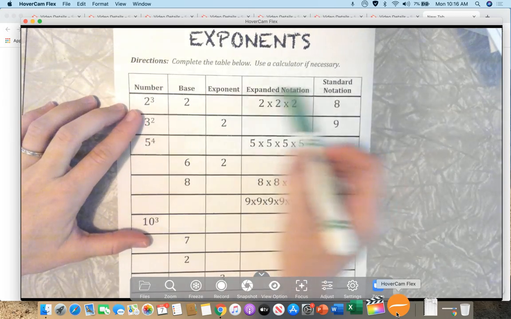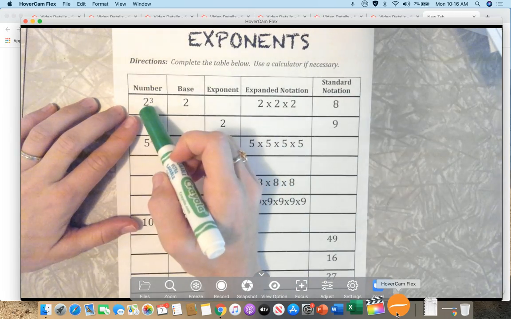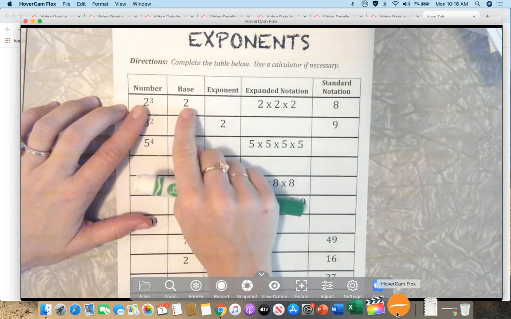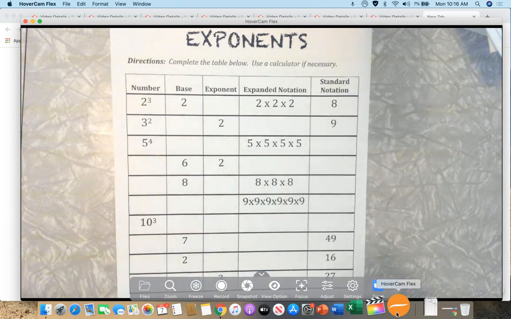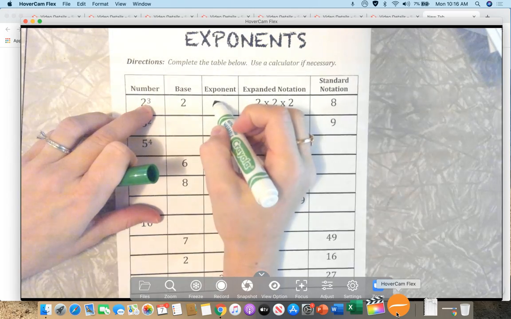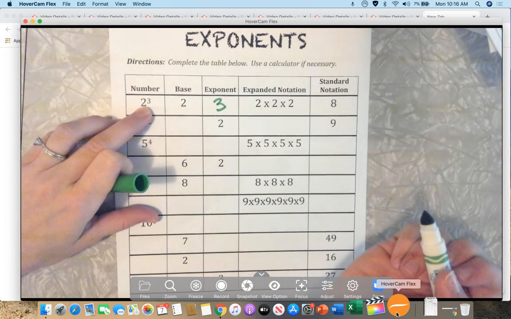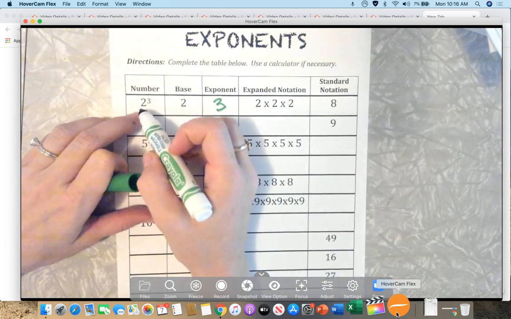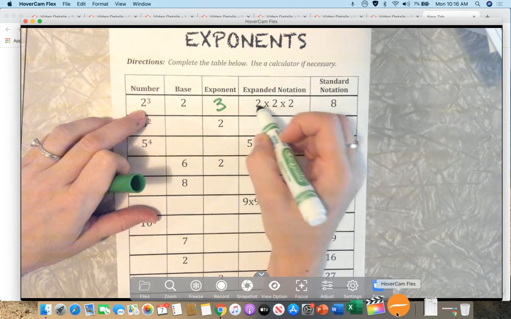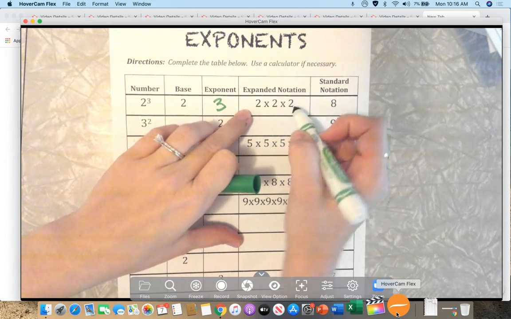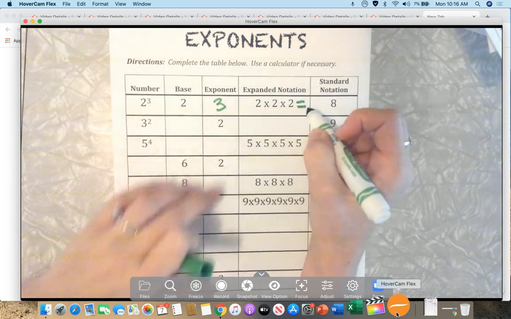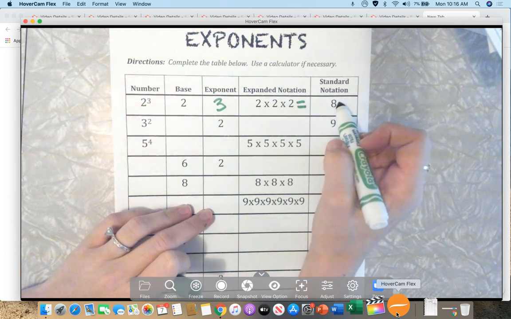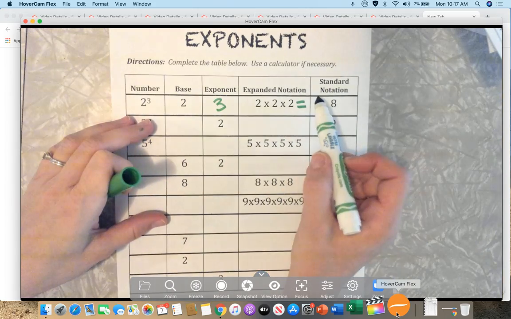So let's look at one of them. The number is 2 to the third power. Remember, the base is the number 2. The exponent is this little number up here, which tells us how many times to multiply it. 2 to the third power is 2 times 2 times 2. Then they want you to solve it. That's what standard notation is. So what does this equal? 2 times 2 times 2 is 8. So that's exactly how we fill this out.